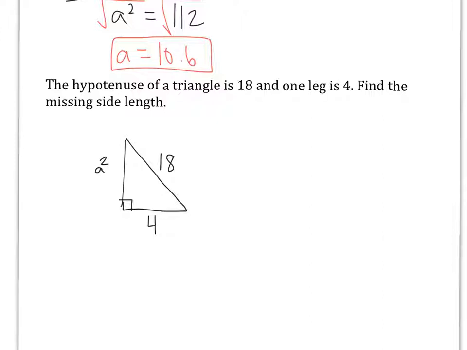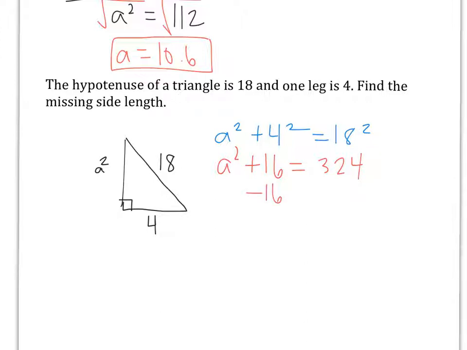So now if I set this up using the Pythagorean Theorem, I have A squared plus 4 squared equals 18 squared. And so I have A squared plus 16 equals, and then 18 squared is 324. I'll subtract 16 from both sides, and I get A squared equals 308.